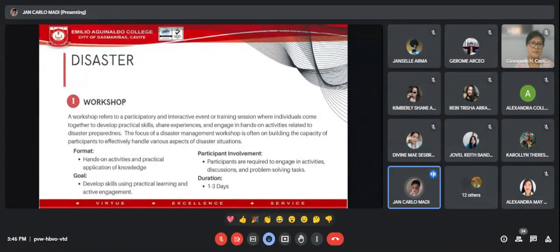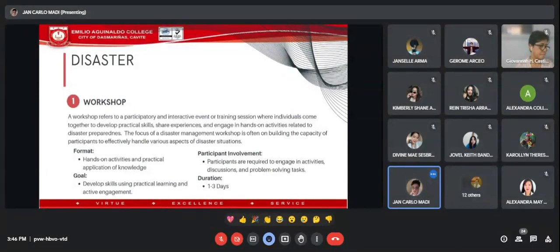So, yung workshop refers to a participatory or interactive event or training session where individuals come together to develop practical skills, share experience, and engage in hands-on activities related to disaster preparedness. So, the focus of disaster management workshop is often on building the capacity of participants to effectively handle various aspects of disaster situation. So, ang format naman po nito is more po na rather than nakaupo lang po sila at nakikinig, sila po yung nakikipag-interact at sila po yung nagkakaroon ng problem-solving skills at hands-on po yung activities na ginagawa po nila doon para po mas matuto po sila.